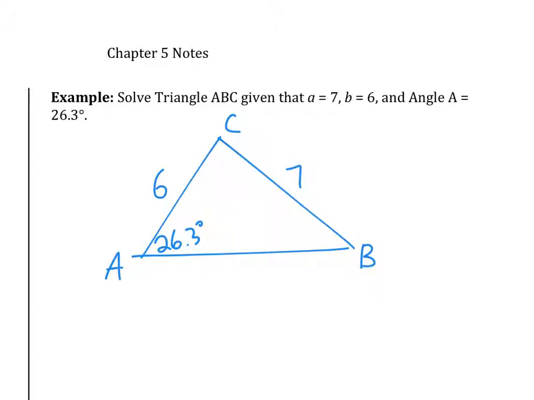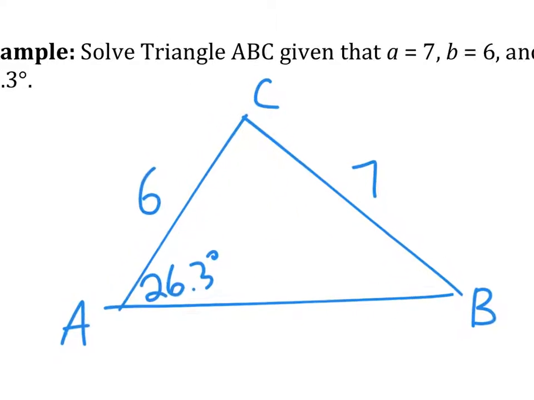The question we must ask ourselves is, is this the only way I can draw this picture? Or can one of the sides swing to somewhere else? All right, so we know side 6 is fixed. Angle A is fixed. 7 can maybe move. We don't know. Can I draw 7 so it's like this? No. Can I draw 7 only this way? Yes.